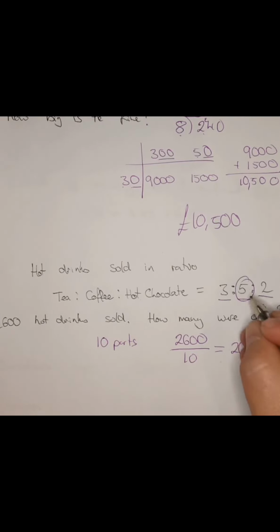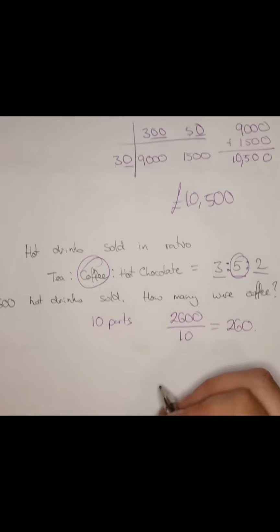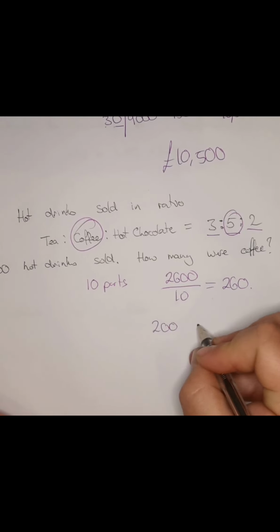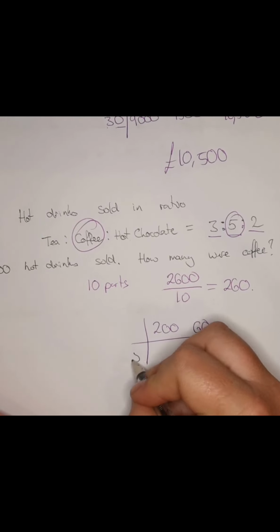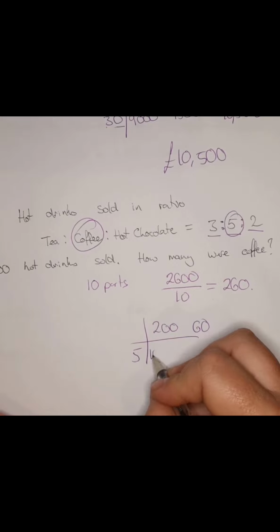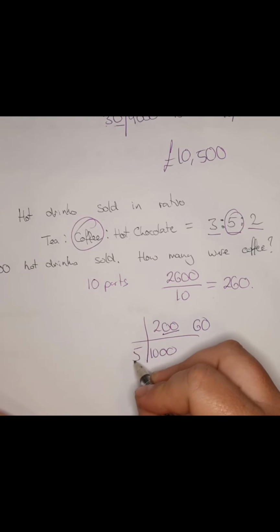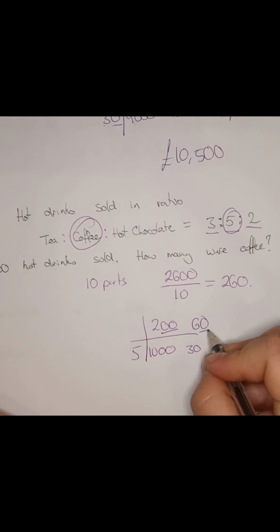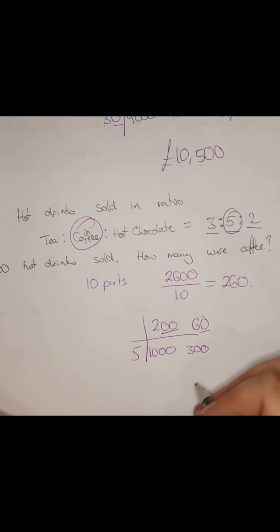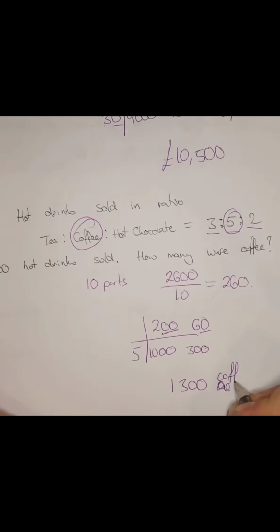I've got 5 parts, which are my coffee part, so that is going to be 260 times 5. 5 times 2 is 10, bang my zeros on. 5 times 6 is 30, bang my 0 on. So I think that is 1,300, help if I could spell, coffees.